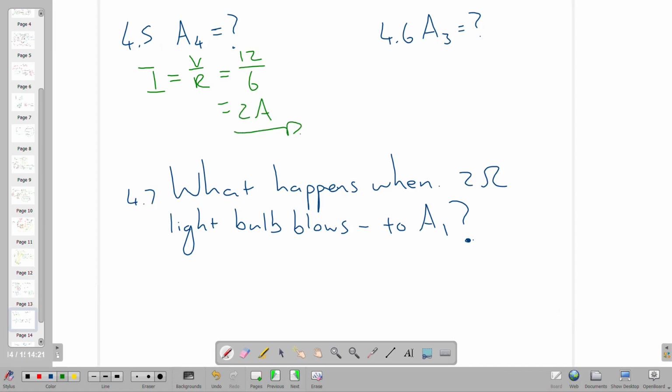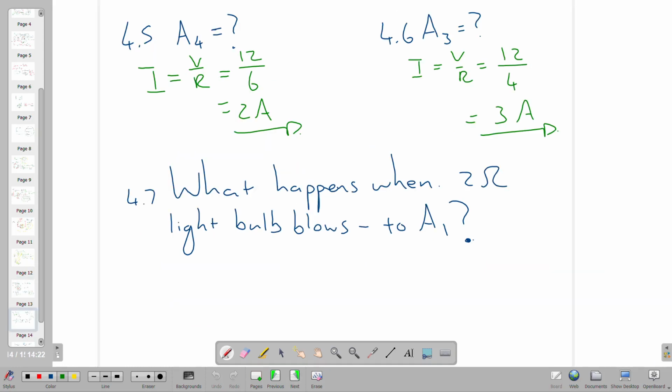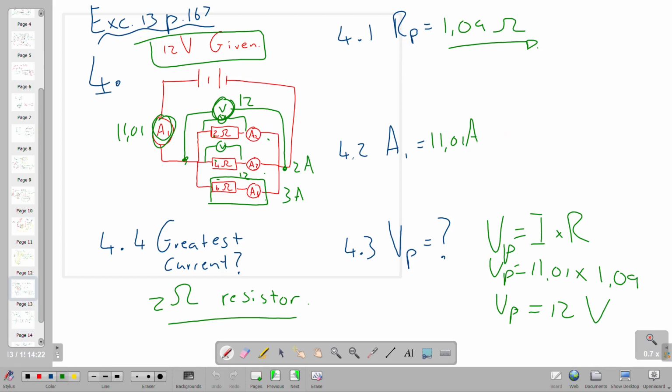The same with A3, I is equal to V over R. The voltage will be 12. A3 just has 4 ohms. 12 over 4 is 3 amps. Alright, now you can check your calculations, because we see this one here is 3 amps, this one is 2 amps, other way around, this one is 2 amps, this one is 3 amps, and then lastly, what will this one be?